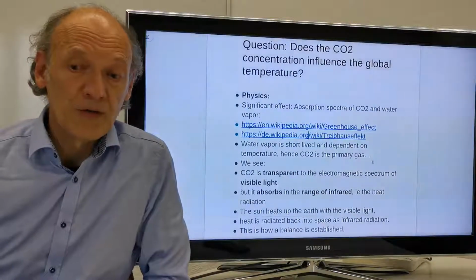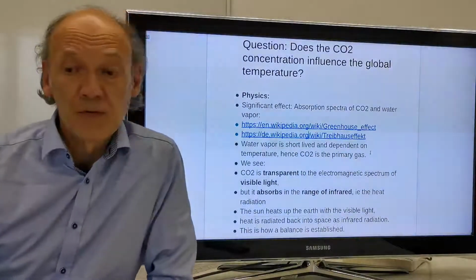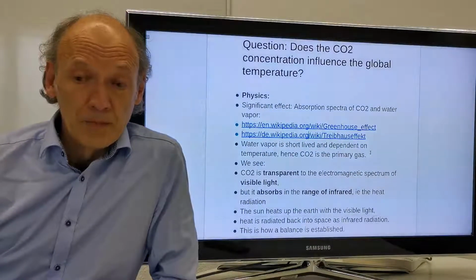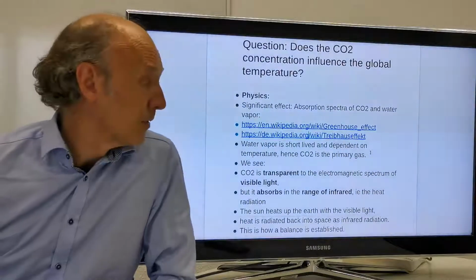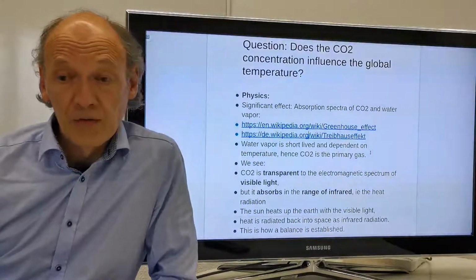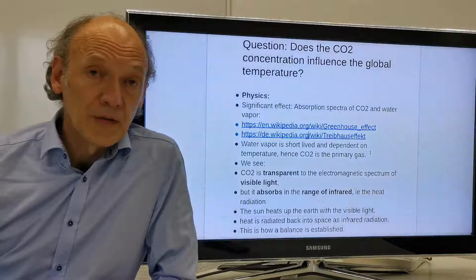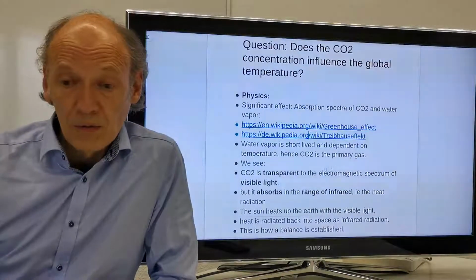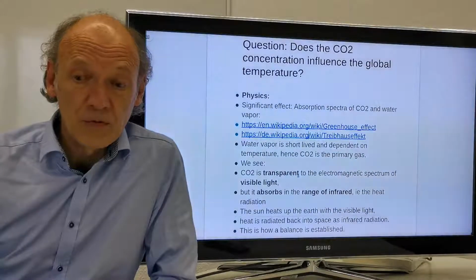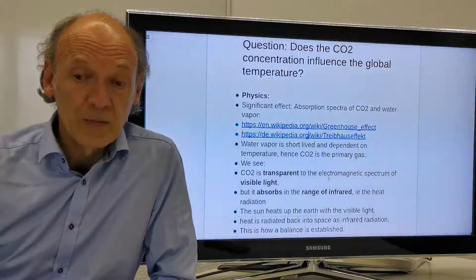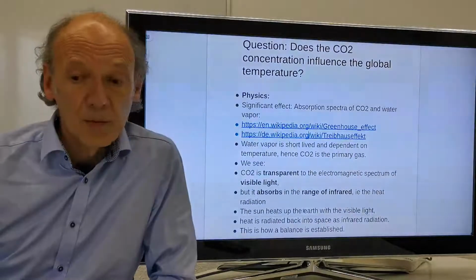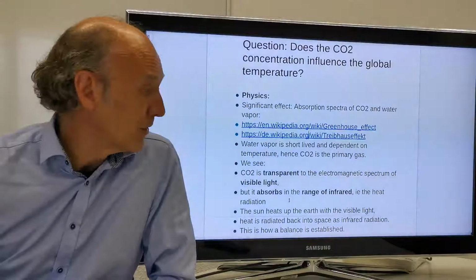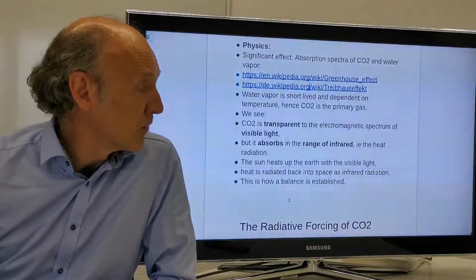So water vapor is basically short-lived. So as soon as it's getting colder, basically we have it come down as rain, for instance, and then it's gone. Unlike CO2, which is lasting for centuries or even longer. So in these plots, we saw that CO2 is transparent to the electromagnetic spectrum of visible light, but it absorbs in the range of infrared, meaning the heat radiation coming back from Earth.